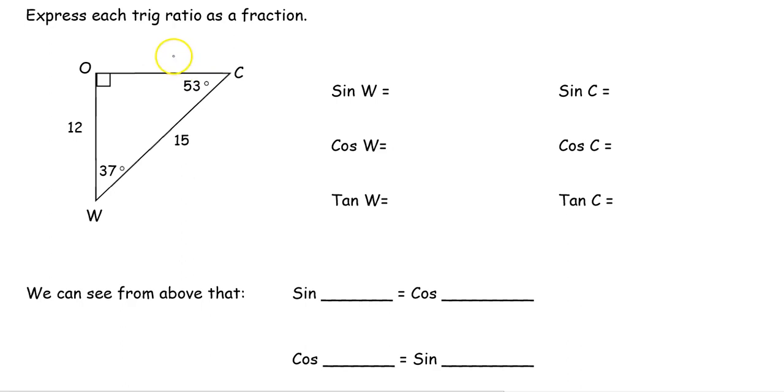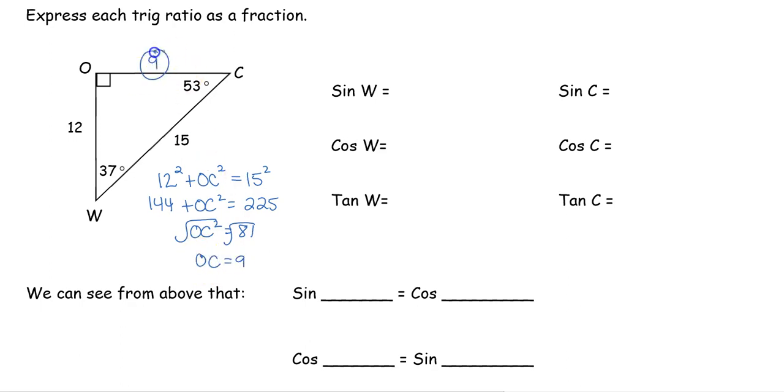But we do need to find this missing piece, and remember, anytime you have two of your three sides of your triangle, we can find the third side by using Pythagorean theorem. So 12 squared plus our missing side of OC squared is equal to 15 squared. That's 144 plus OC squared is equal to 225. We move the 144 over, giving us 81. We square root, and we find that that missing side is going to be 9.